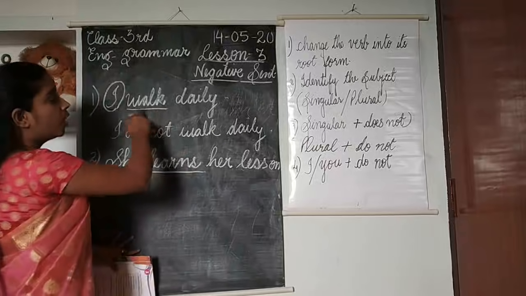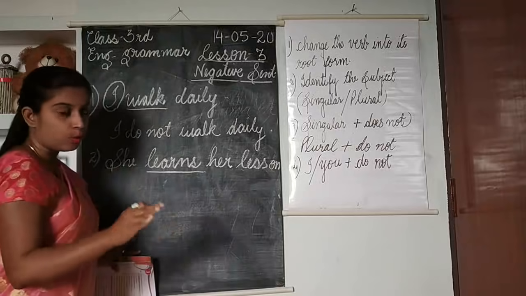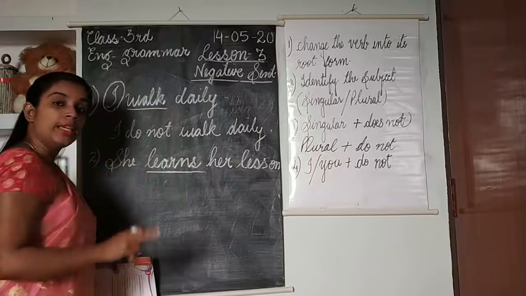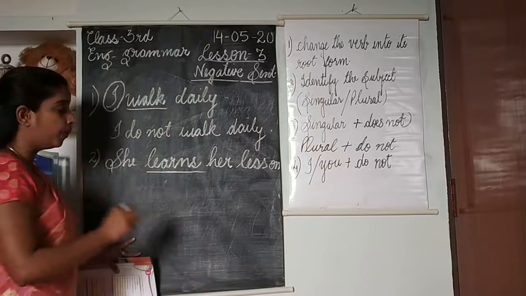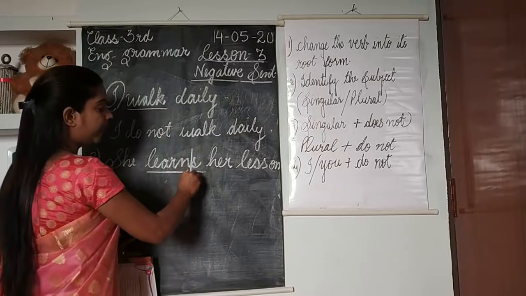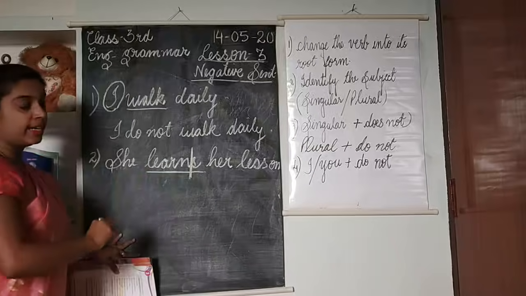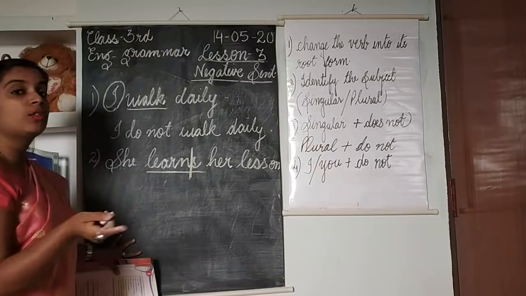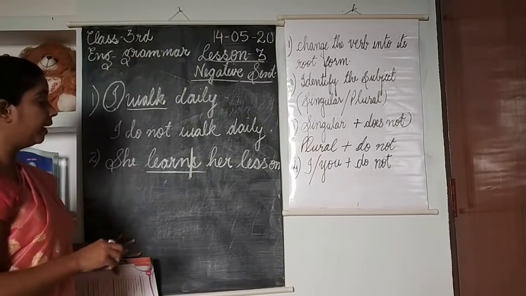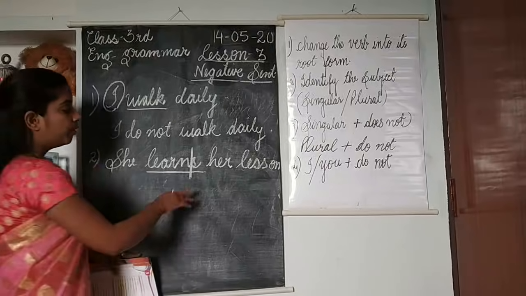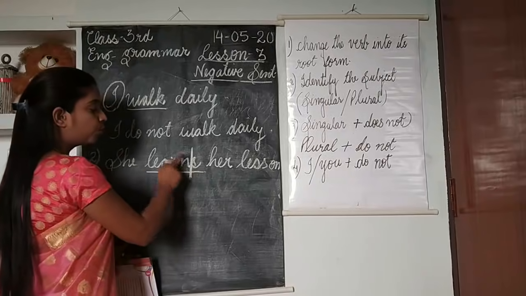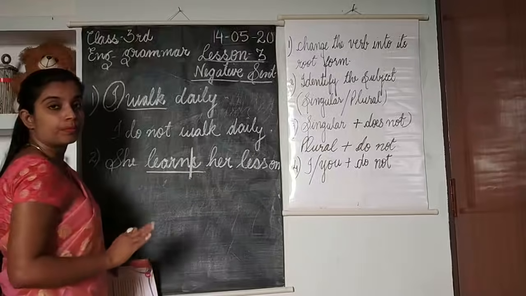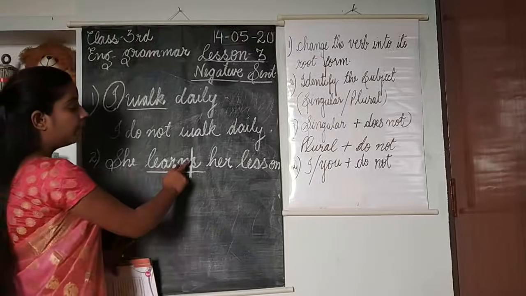See, in the previous sentence the verb was in its root form only. But here in this sentence, the verb learns is not in its root form. See, S is added here. Why is this S added? Because she is singular. With a singular subject, we add S or ES with the verb in simple present tense. So we will change this learns into its root form, and what will be the base form? Learn.